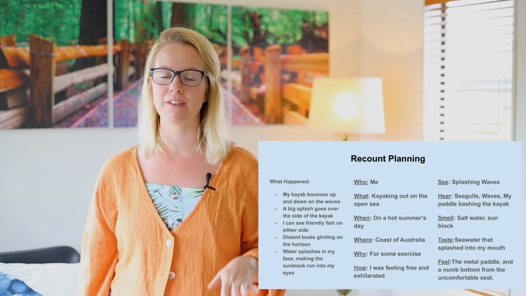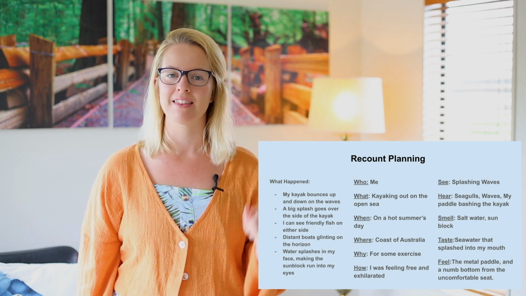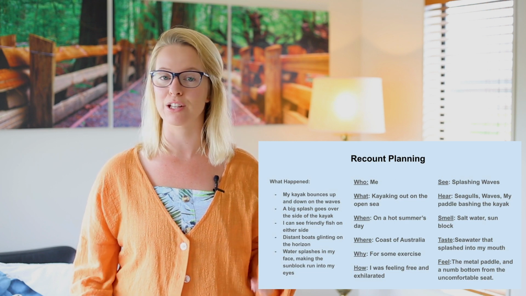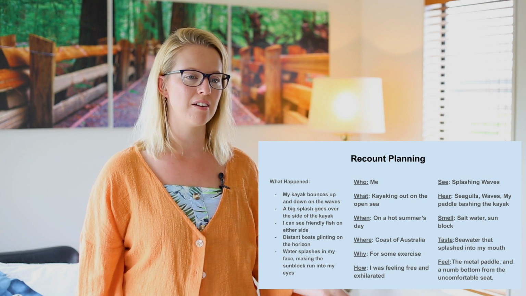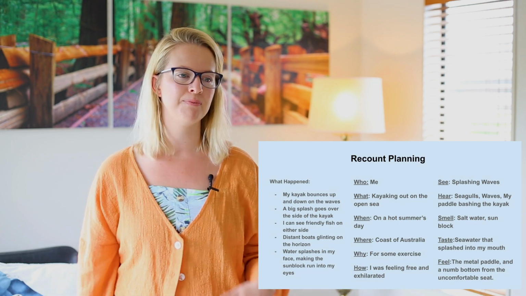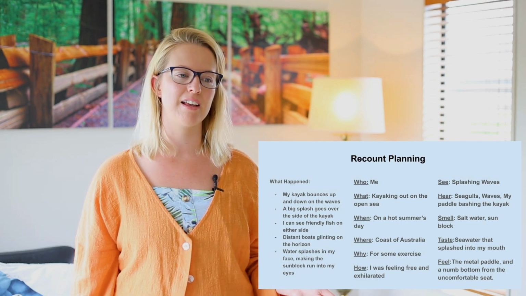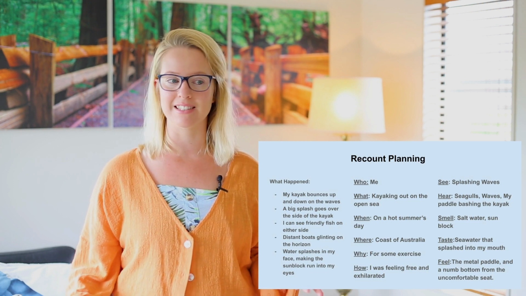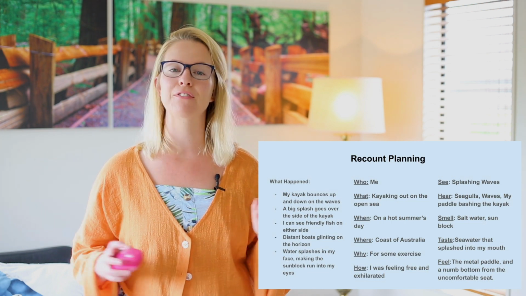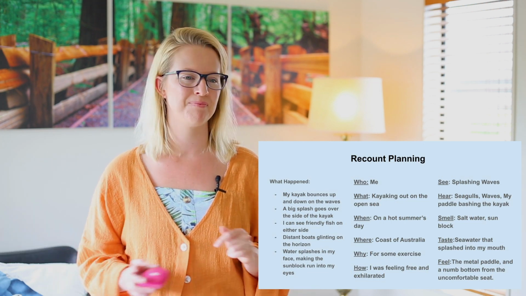Then in the middle part, I've got the who, what, when, where, why, how. That helps me make sure I include these extra details. So I've got who, which is me. What, kayaking out on the open sea. When, on a hot summer's day. Where, coast of Australia. Why, for some exercise. How, I was feeling free and exhilarated.